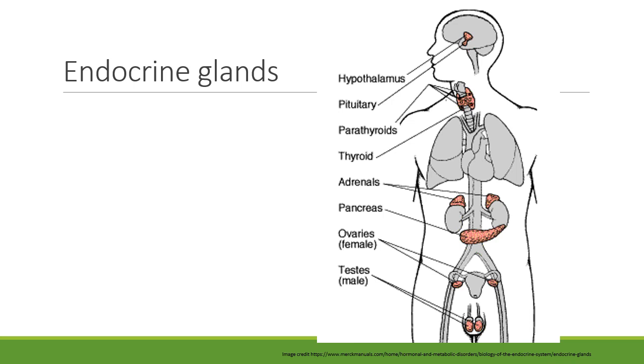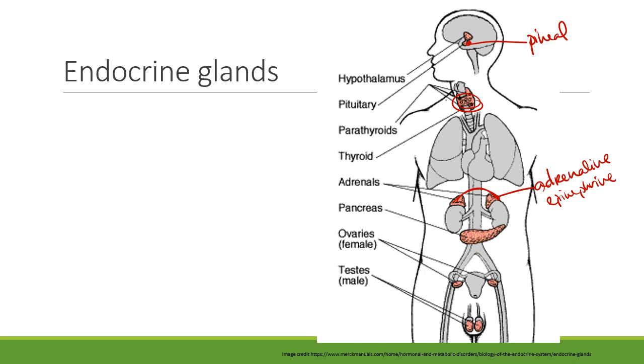So here are lots of endocrine glands. We're going to talk about a lot of these today. Hypothalamus, pituitary, and there's another one in here, the pineal gland. These are all in the brain. The thyroid gland is in the throat, we're going to talk about that. Adrenal glands sit on top of the kidneys. We're not talking about the adrenal glands today, but we have in the past talked about adrenaline and noradrenaline, also known as epinephrine or norepinephrine.